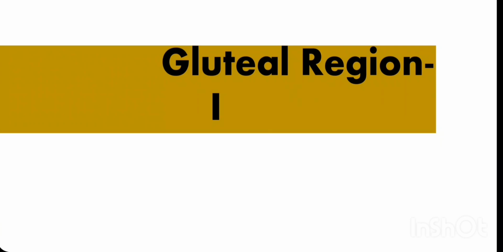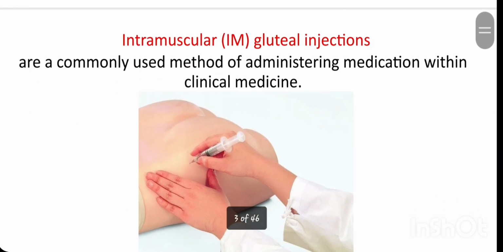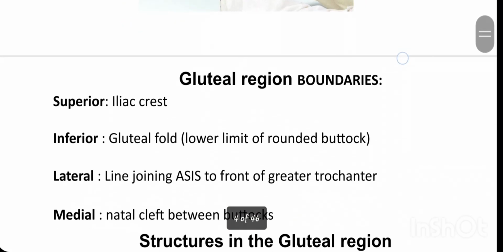We are going to see about the gluteal region in this video. This gluteal region is mainly used for intramuscular injections, which is the main clinical importance of this particular region.